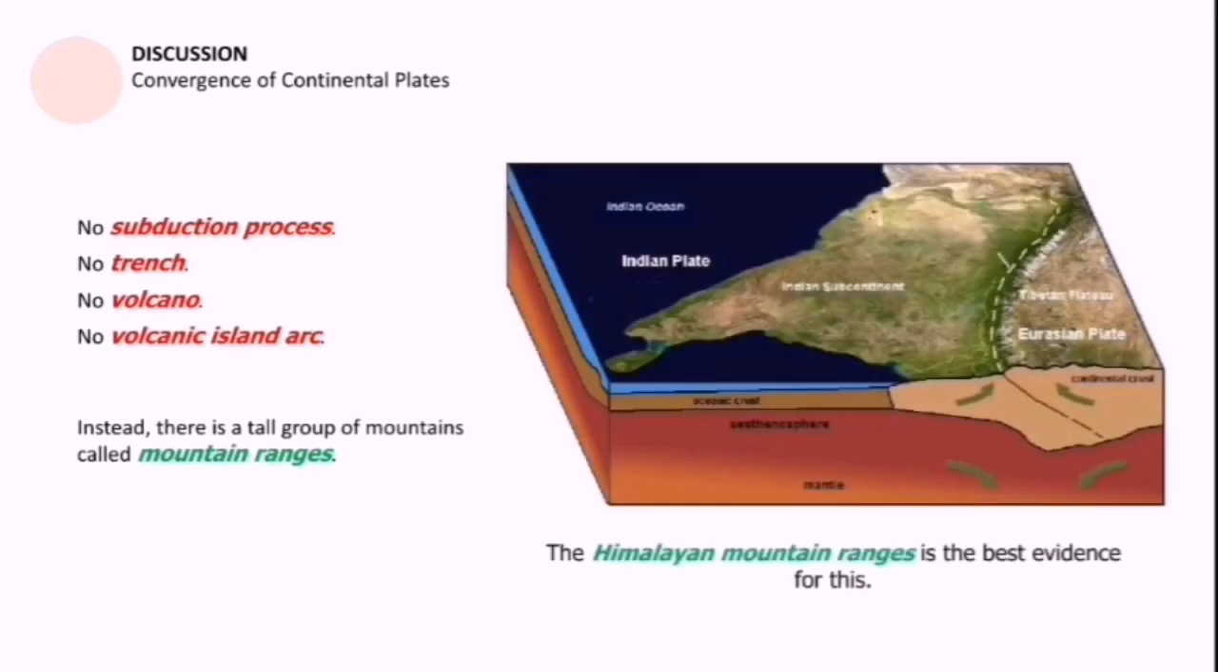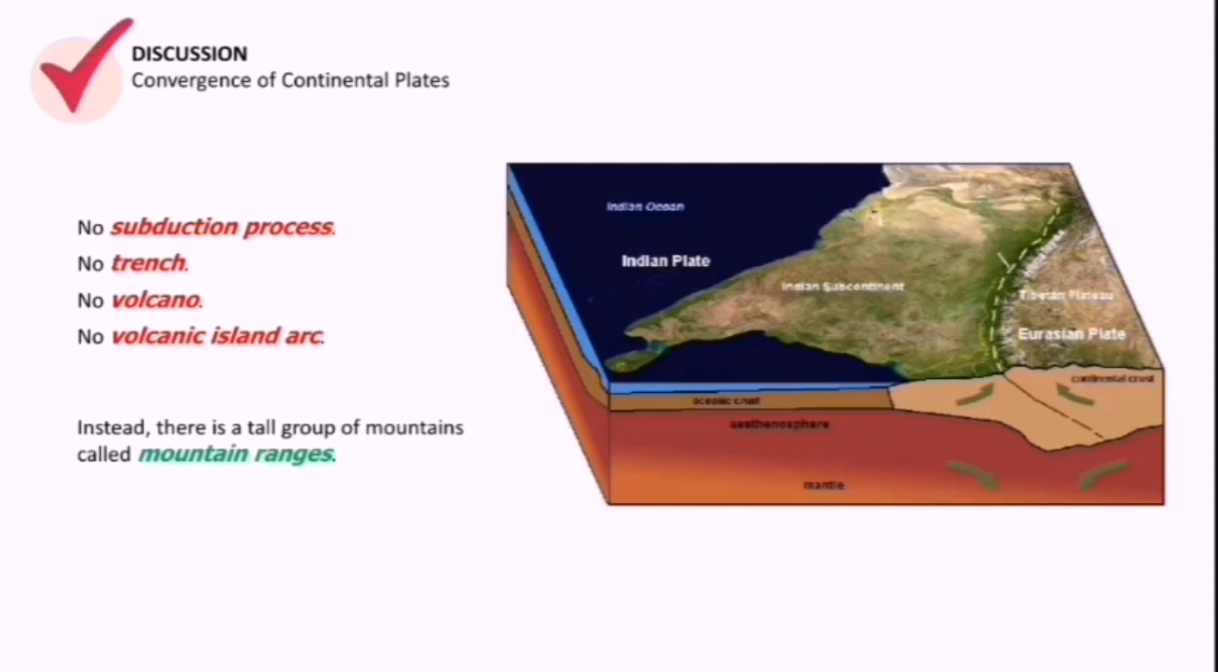Alright, so one evidence of this is the Himalayan mountain ranges. If you observe it, it is there. The Indian plate is to the upper left, and the Eurasian plate is to the lower right. These collided with each other many years ago, and they formed the Himalayan mountain ranges. It's a really long string of mountains. So that ends the discussion for the convergence of continental plates.